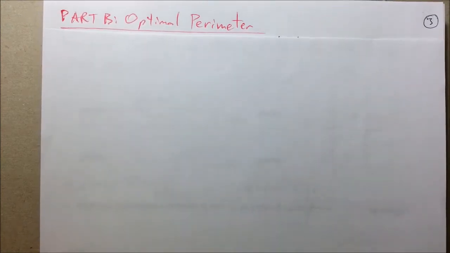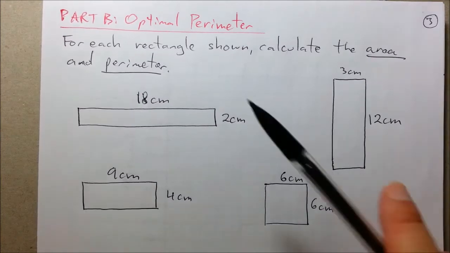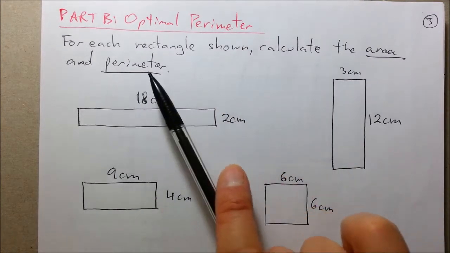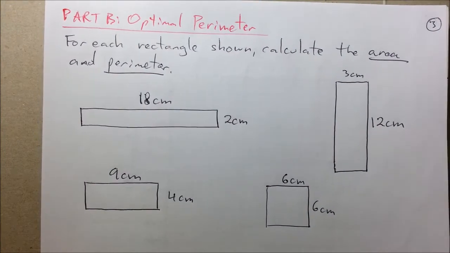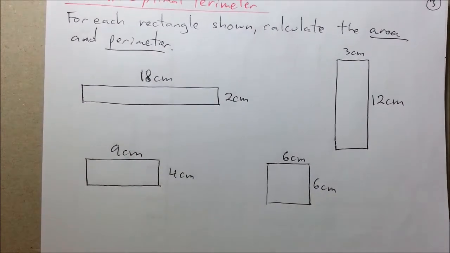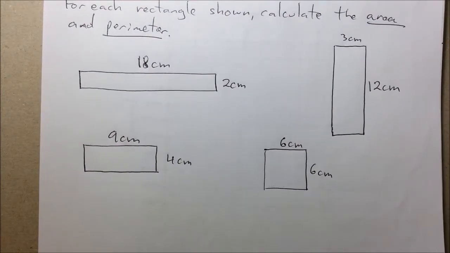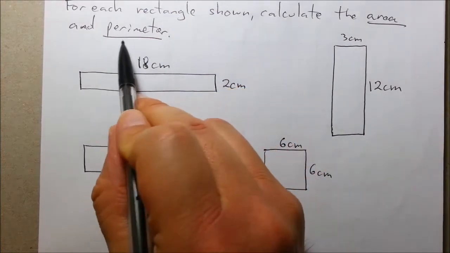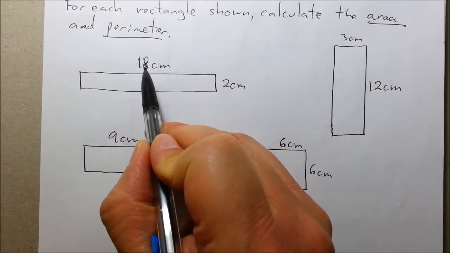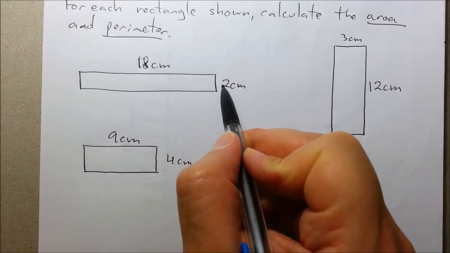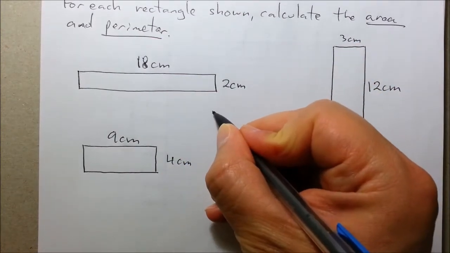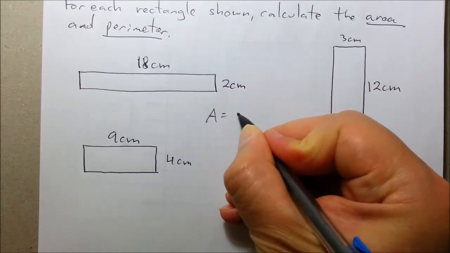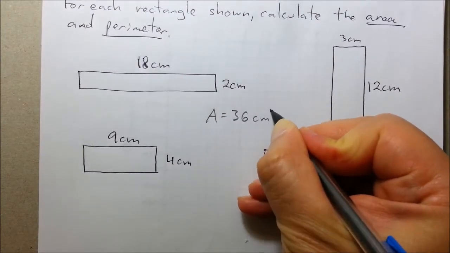So just like before, I want you to draw this. It says for each rectangle shown, calculate the area and perimeter. So I want you to draw these rectangles on your notes. You may want to pause the video. Let's calculate the area for all of them and then the perimeter. So here, the area for this one would be length times width, 18 times 2, that gives us 36 centimeters square. Area equals 36 centimeters square.